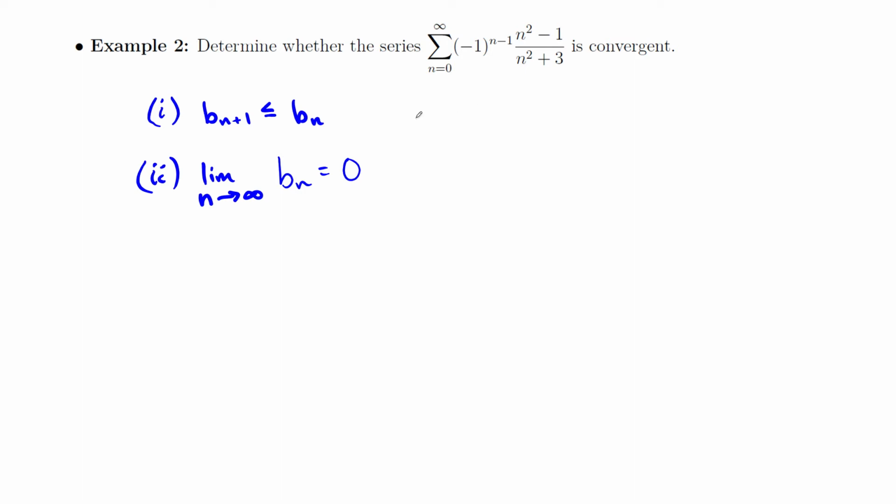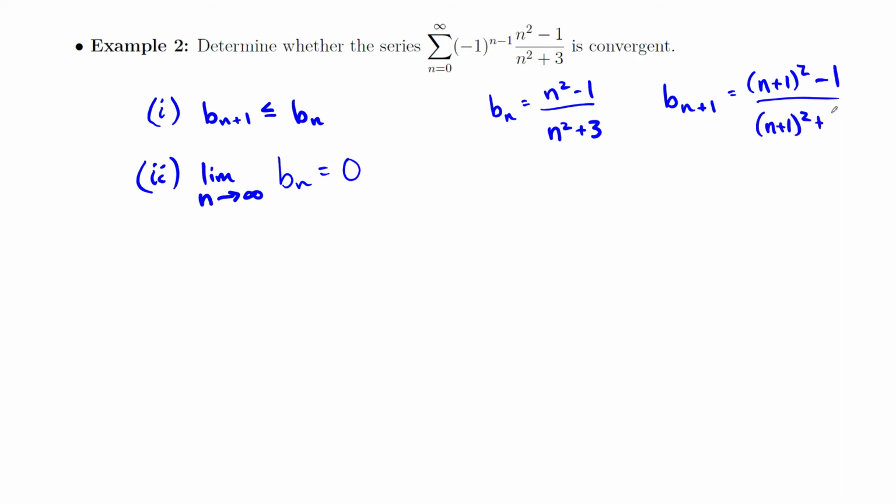All right, so now you can see in this one, what are we looking at here? We're looking at b sub n, right, is exactly what you see. But then b sub n plus 1 is going to have n plus 1 plugged into both of these. All right, now this one's a little bit more complicated than our last problem.